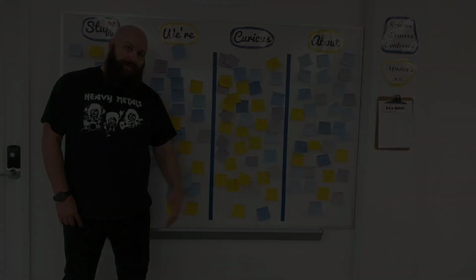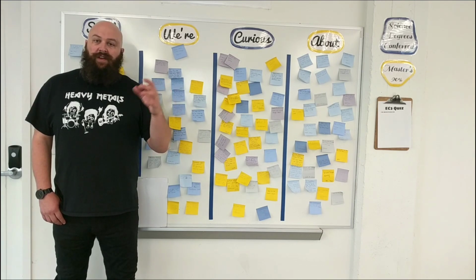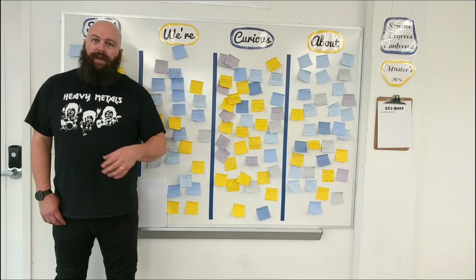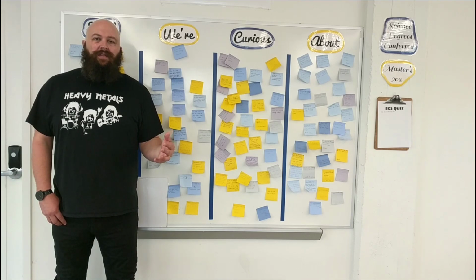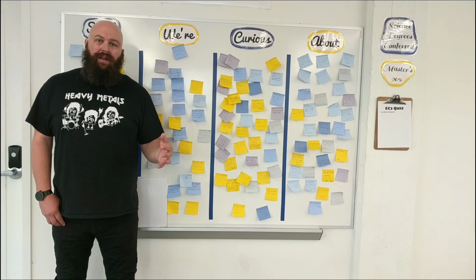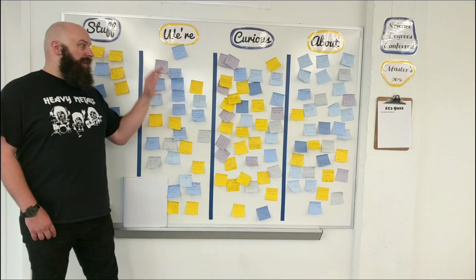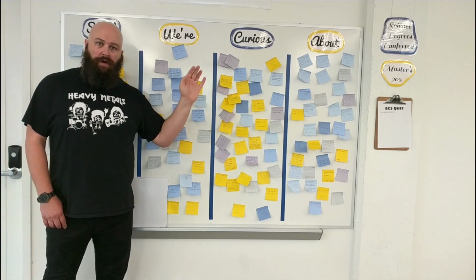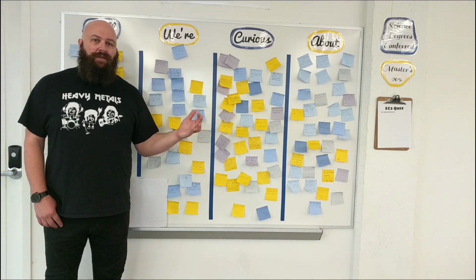Enter the question wall. The way the question wall works is every table has a stash of post-it notes. Anytime a student has a question that is not necessarily relevant to what they're talking about, they write it on a post-it note and they stick it on their class's section of the wall. We get a lot of good questions up here, as you can see.